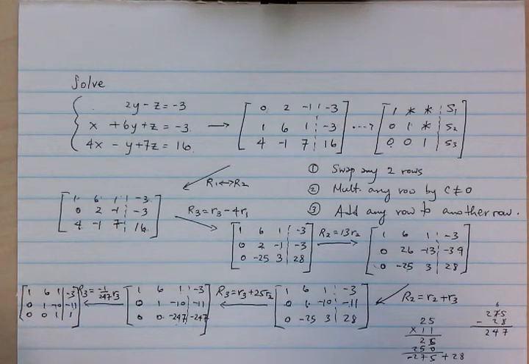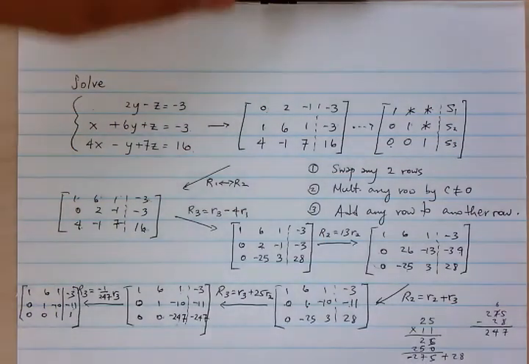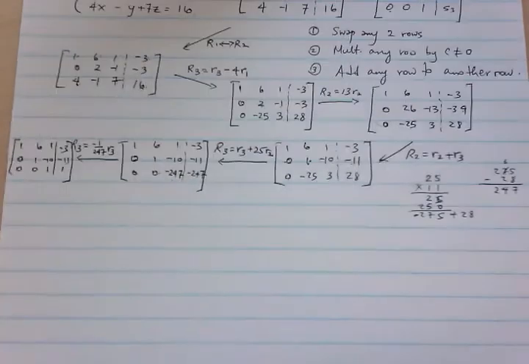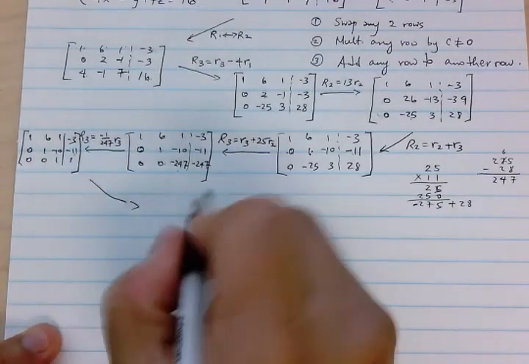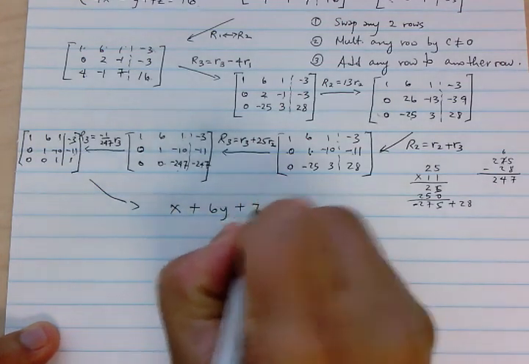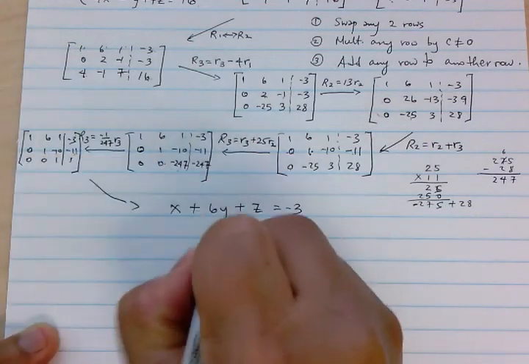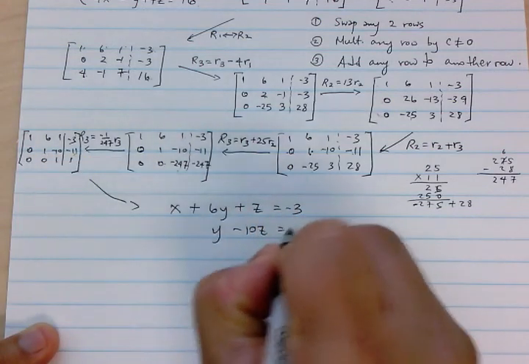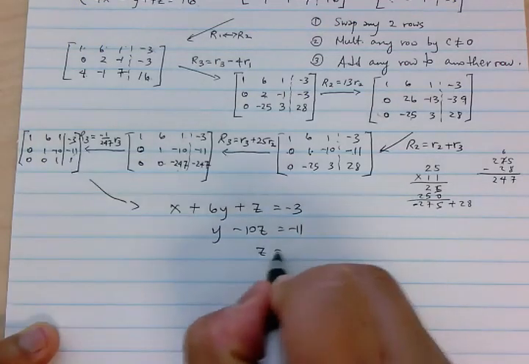Now at this point, what we could do is revert back to the original variables. We want to convert this back into a system. So to do that, we can convert this back to x plus 6y plus z is equal to negative 3. The second equation is now y minus 10z is equal to negative 11. And then the bottom row we have 1 and 1, which means z is equal to 1.